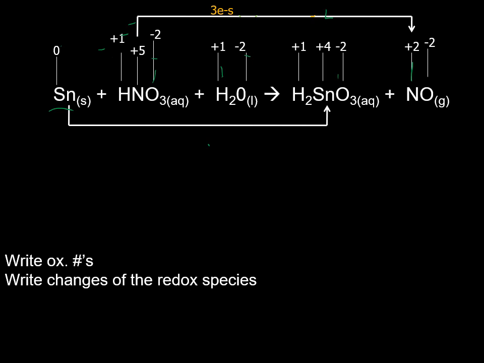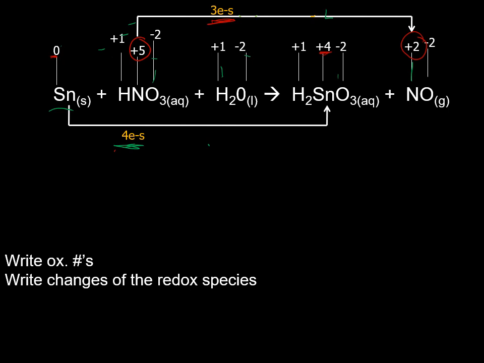To do our reduction, again, going from +5 down to +2 for our nitrogen, it's going to require 3 electrons to get that to happen. If it gains 3 electrons, then it is going from +5 to +2. For our oxidation, in terms of losing electrons, to go from 0 to +4 would require the loss of 4 electrons. So we have our reduction and we have our oxidation.